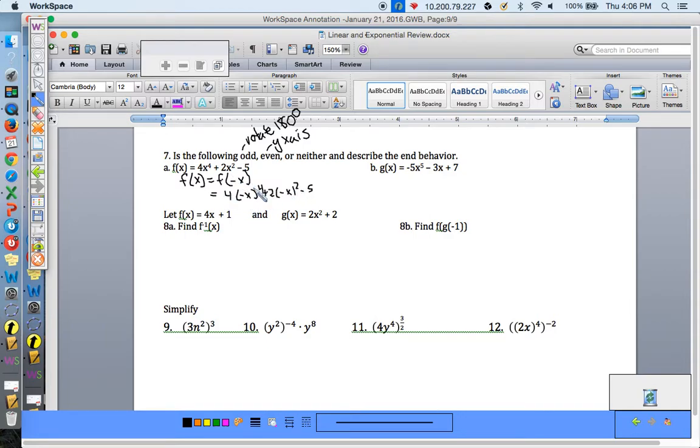Excuse me, that didn't make any sense. A negative to an even power is the same as if it was positive. So this is still x to the 4th plus 2x squared minus 5. So it is even.